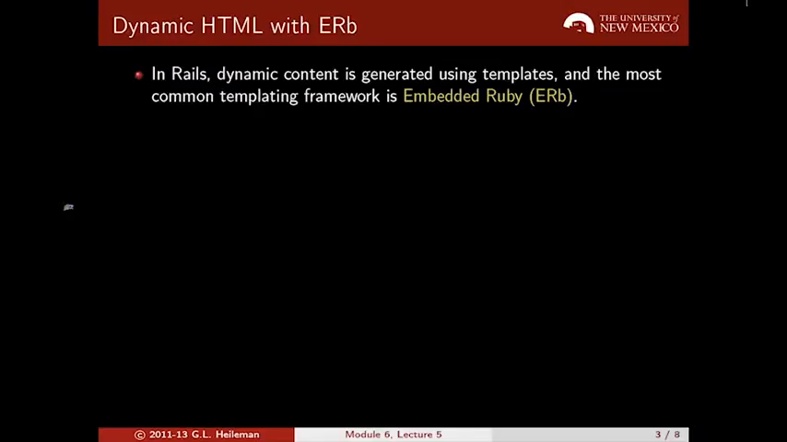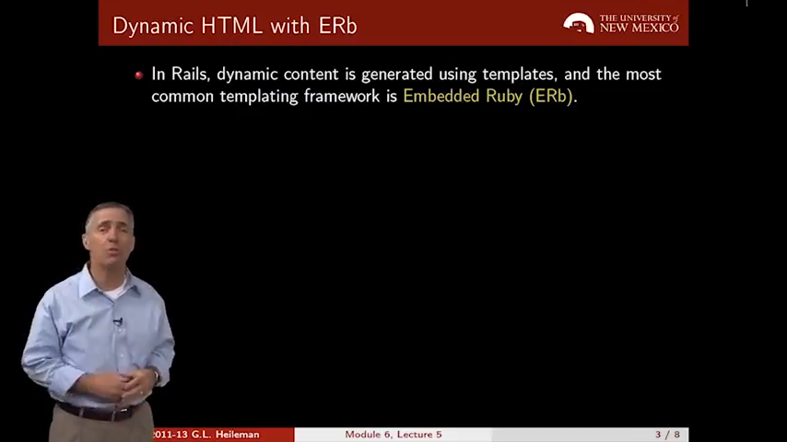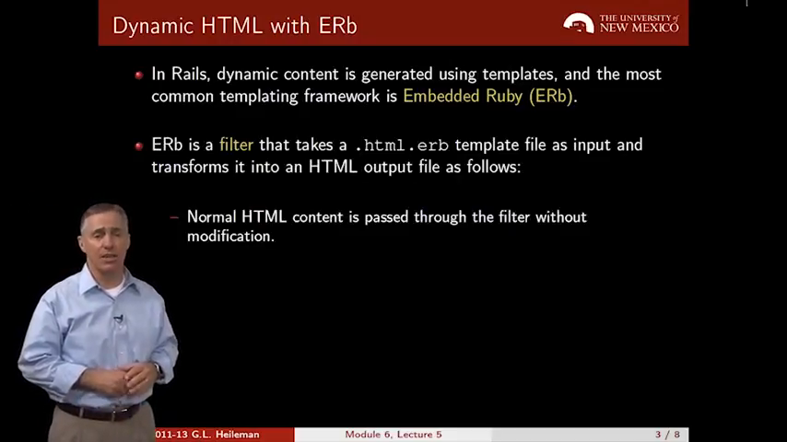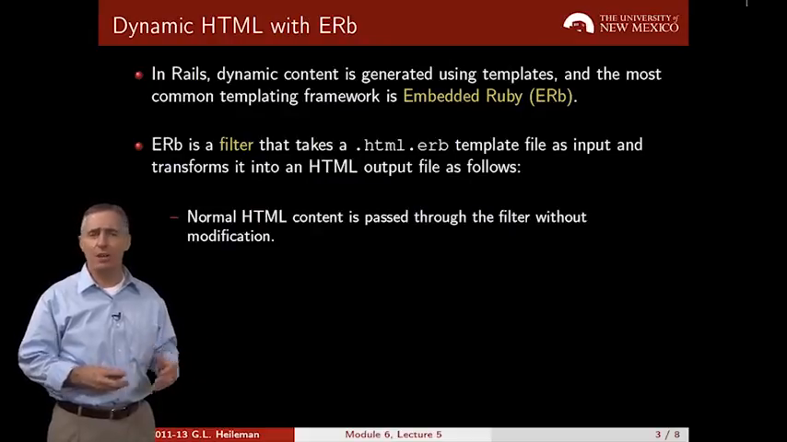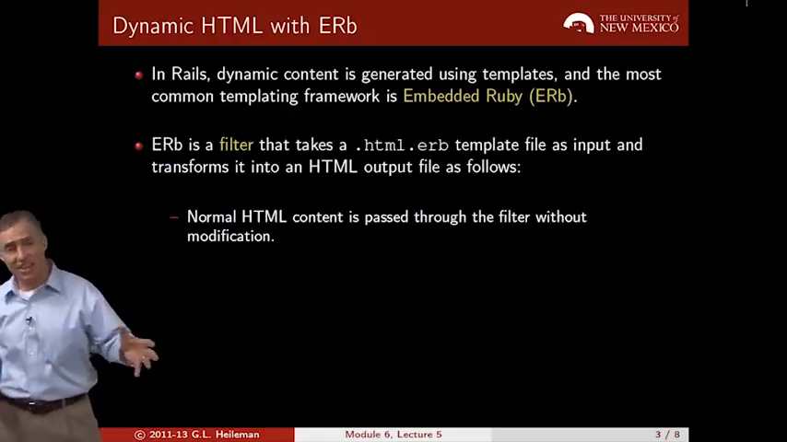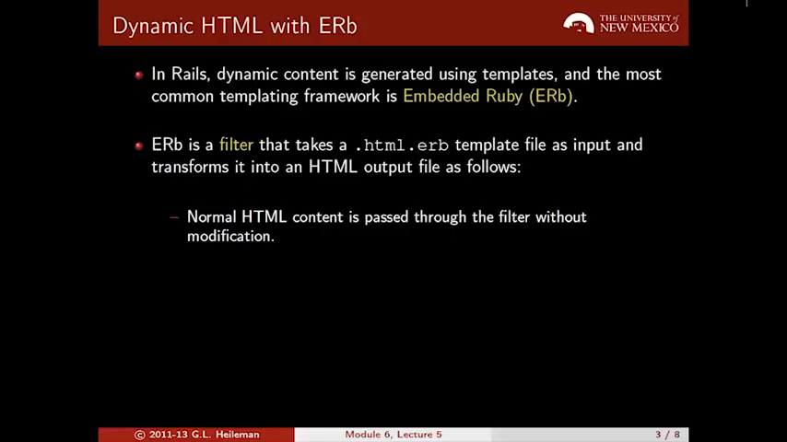So in Rails, dynamic content is generated using templates, and the most common templating system is this embedded Ruby that I just showed you. So sometimes we use the term ERB to refer to embedded Ruby. ERB is just a filter. It takes an HTML.ERB template file as input, and it transforms it into pure HTML as output. And here's how that works.